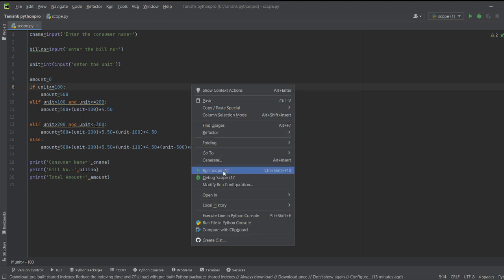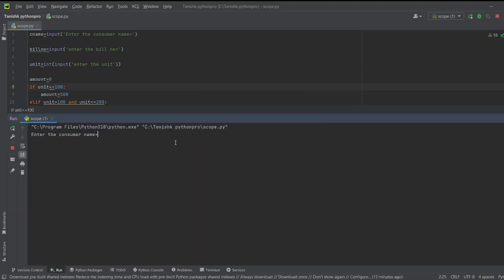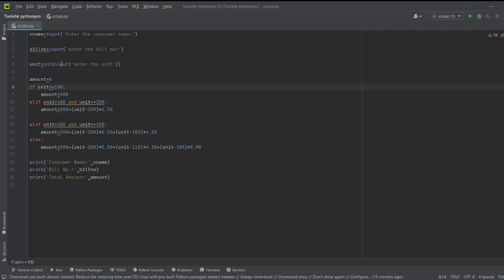So start, enter the consumer name John, enter the bill number UK 4521, enter the unit 500. So consumer name John, bill number UK 4521, and total amount 5505.